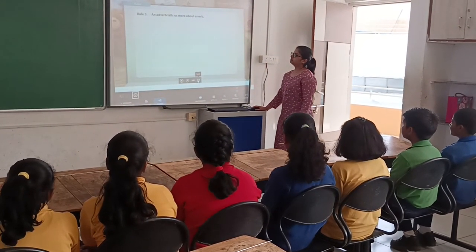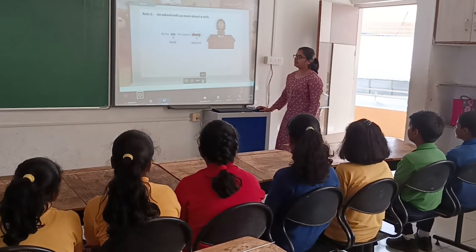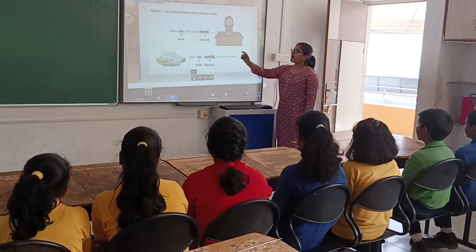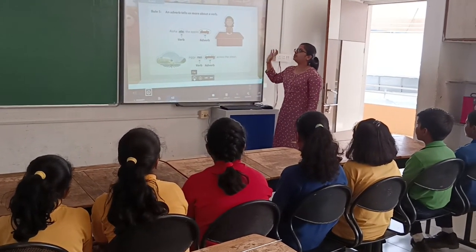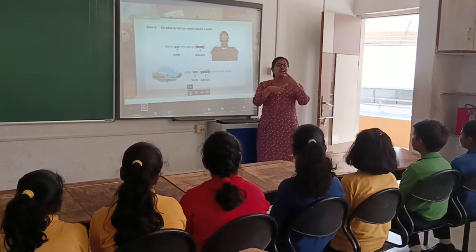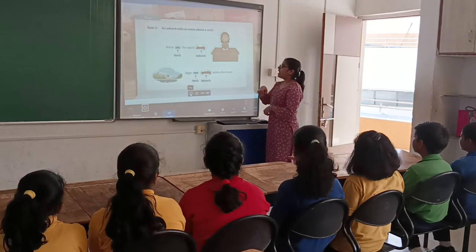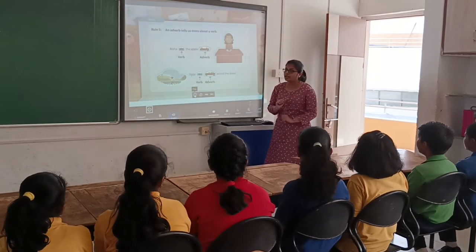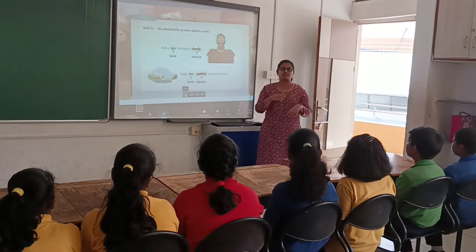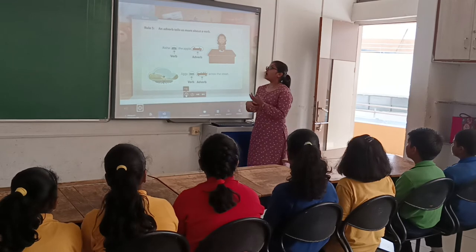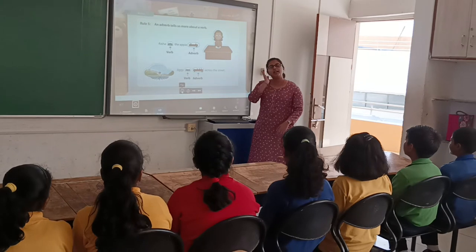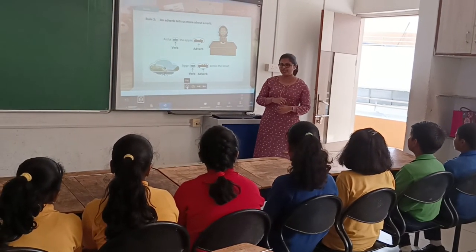Here are a few more examples. Aisha ate the apple slowly. Jiggy ran quickly across the street. Listen, Aisha ate the apple slowly. How is Aisha eating an apple? Slowly. Eating shows an action, and how she is eating? Slowly. So before reading that sentence, we need to frame the question. How is she doing it? How is she sleeping? Is she sleeping calmly or not? Yes or no?